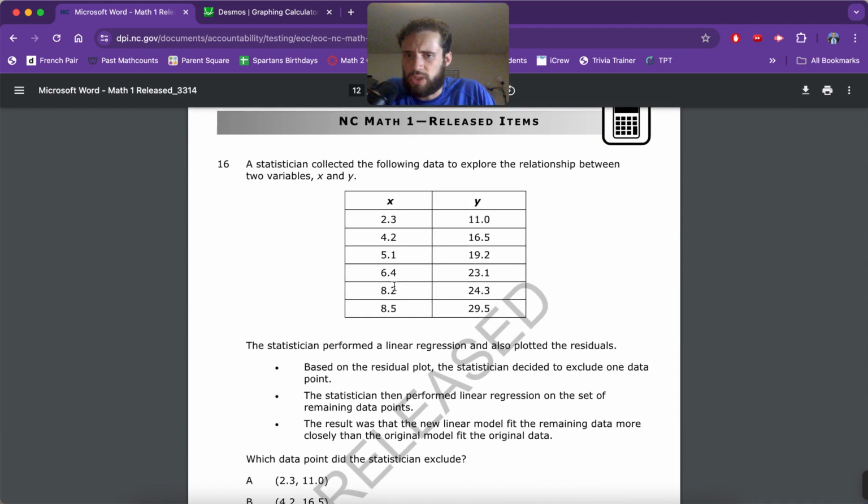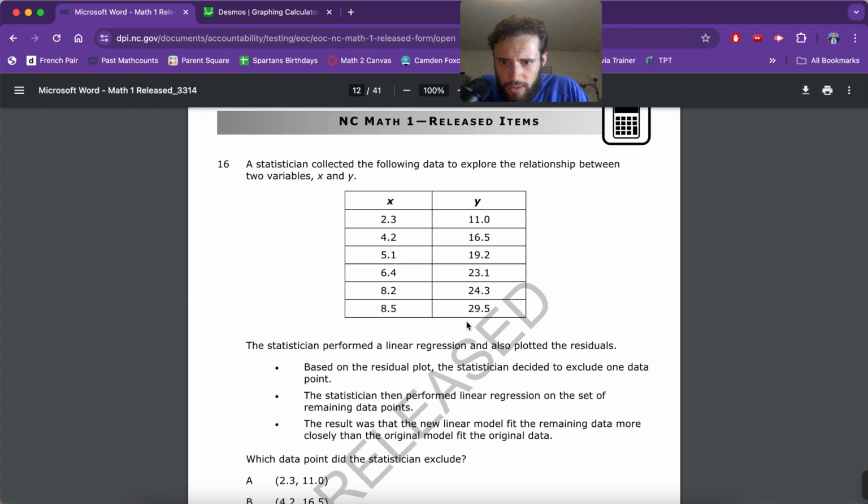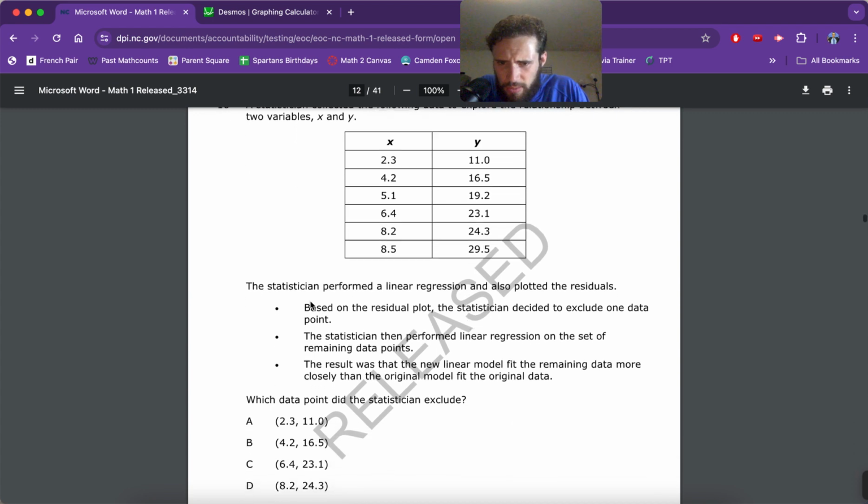In this case, we start with, it looks like a 2-variable stats question. So we're going to type this table into our, actually, let's see what they're looking for first. Performed a linear regression. Yeah, so I'll probably put this into Desmos so we can do a linear regression, best fit line. And which data point did this statistician exclude? So I think they're just trying to find which one has the biggest residual. So basically, which is the biggest outlier.